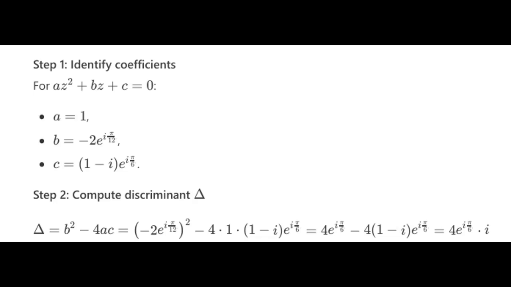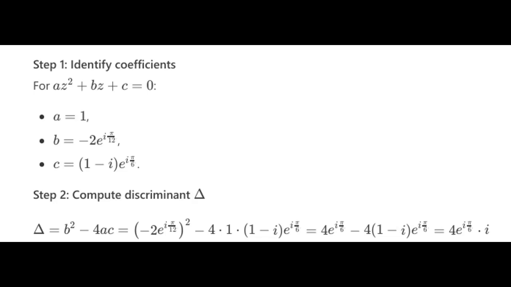Step 2, compute the discriminant, delta. The formula is delta equals b squared minus 4ac. First, b squared. b equals minus 2 times e to the i pi over 12. Squaring gives (minus 2) squared times (e to the i pi over 12) squared, which equals 4 times e to the i pi over 6. Now, 4ac equals 4 times (1 minus i) times e to the i pi over 6. So, delta equals 4 times e to the i pi over 6 minus 4 times (1 minus i) times e to the i pi over 6.